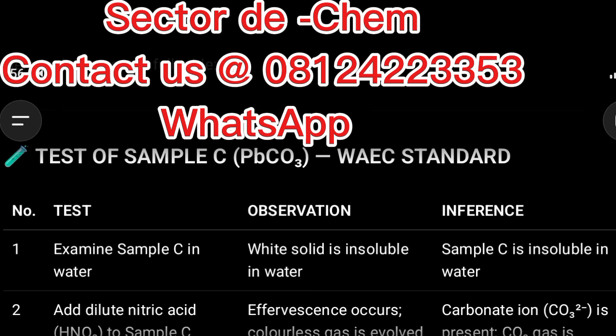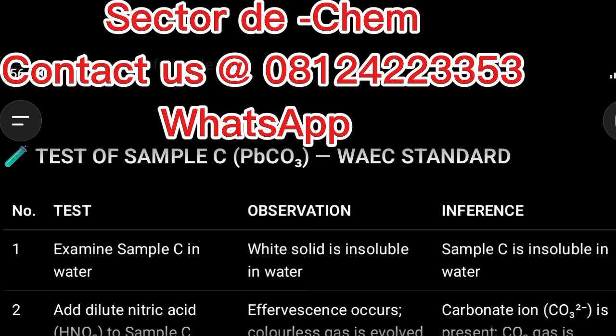And this is lead carbonate. This is a predicted salt. If you are active on social media, you will understand that this is the highly predicted question that you will see in your WAEC 2026, that is this year.